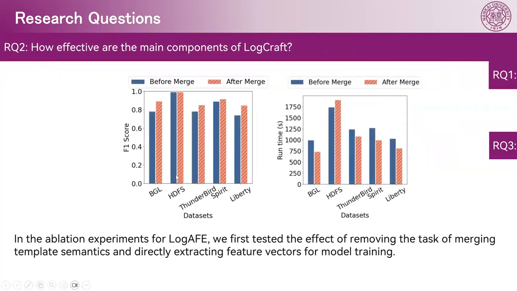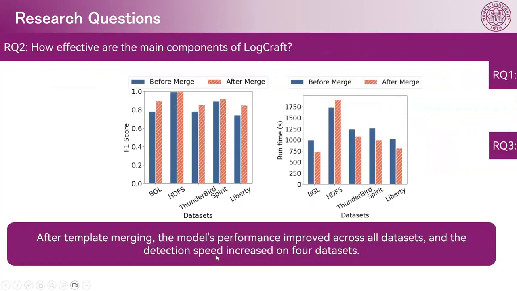Q2 is the ablation experiments for LogFE. We first tested the effect of removing the task of merging template semantics and directly extracting feature vectors for module training. We find that after template merging, the model's performance improved across all datasets, and the detection speed increased on 4 datasets.